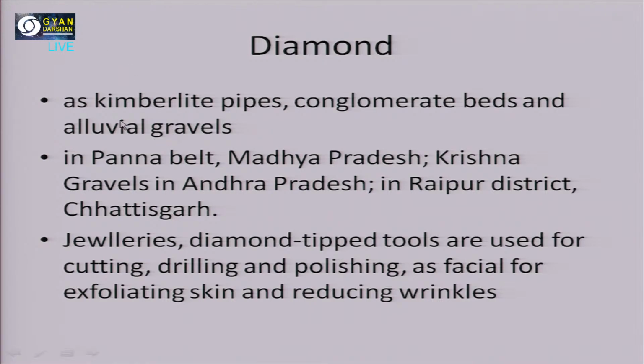And diamond deposits are associated with three types of formations, like kimberlite pipes, conglomerate beds, and alluvial gravels. And in India, Panna belt in Madhya Pradesh is the leading producer of diamond, and Krishna gravels in Andhra Pradesh are also good in diamond reserves, and in Raipur district of Chhattisgarh also diamond is mined.